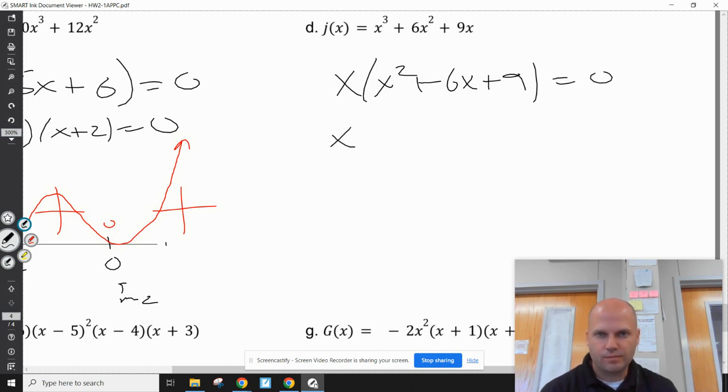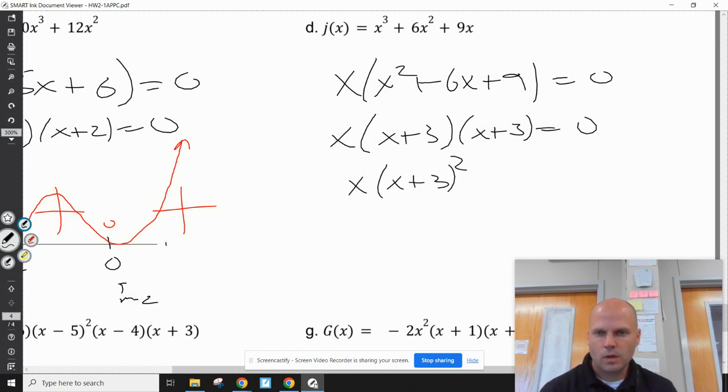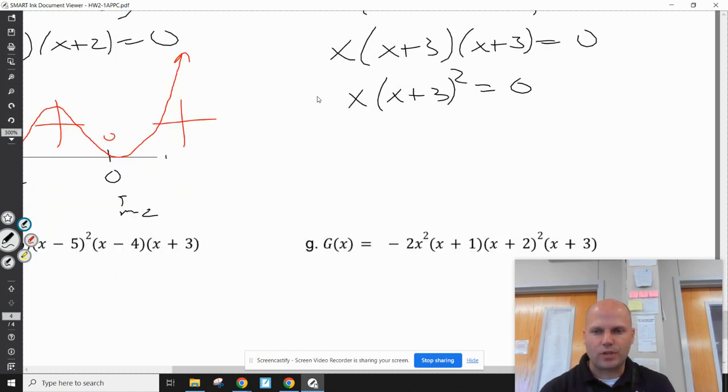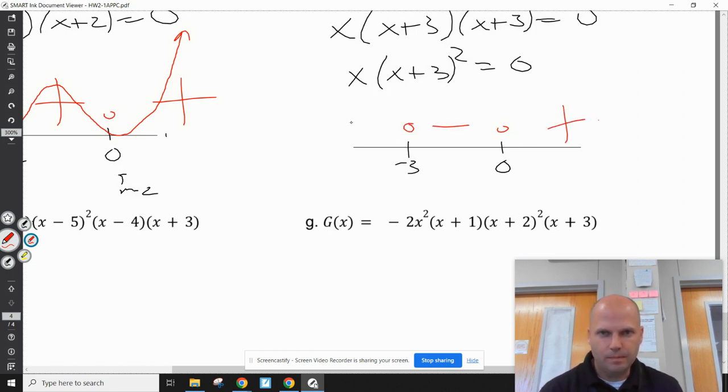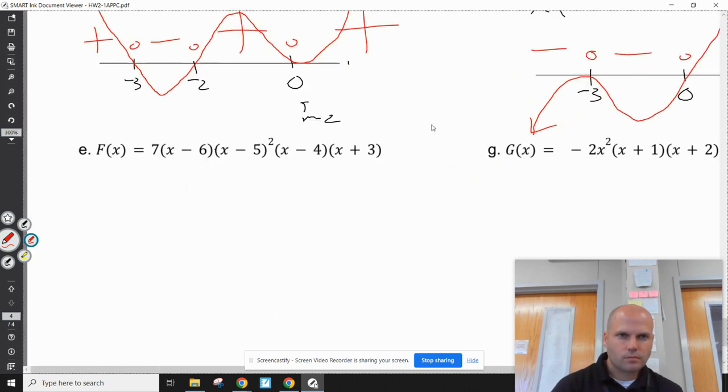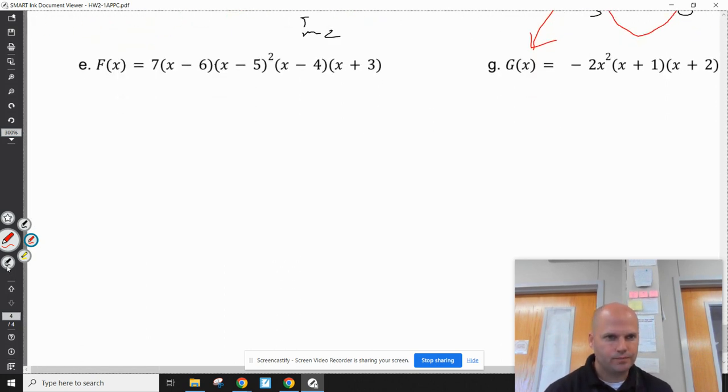Oh, this is our favorite. x plus 3, x plus 3. That means it's x plus 3 squared. That means x equals negative 3 has a multiplicity of 2. The signs of my polynomial will not change at negative 3. Negatives bounce off, negatives, positives. Oh, fun.